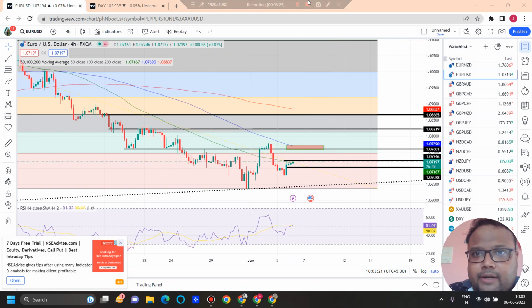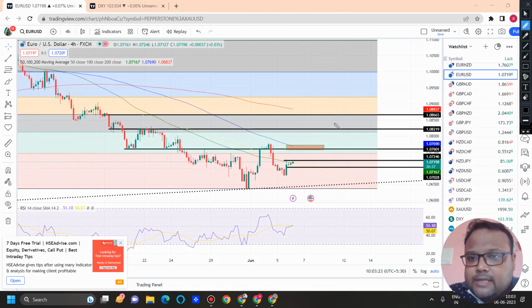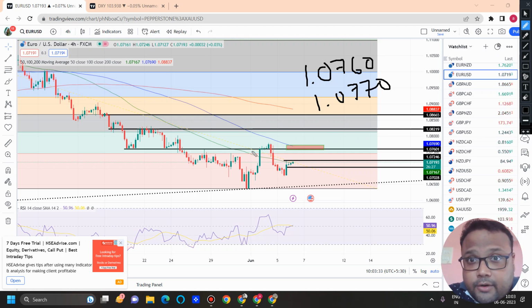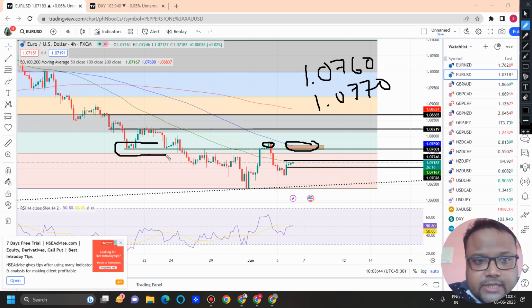So where is the immediate resistance? The immediate resistance seems to be around 1.0760 to 1.0770. Why? You can see previous price rejection around this area. We have the 100 moving average around this area, and the previous support will be acting as resistance here.